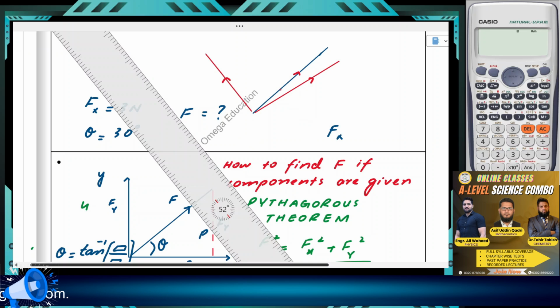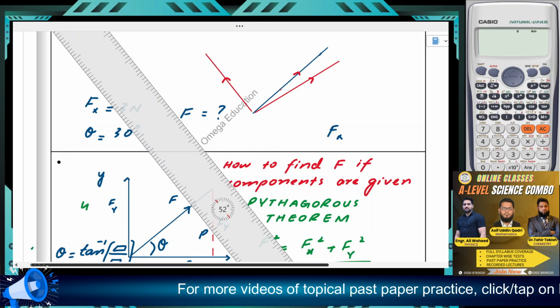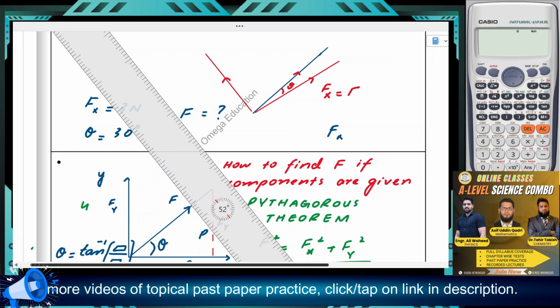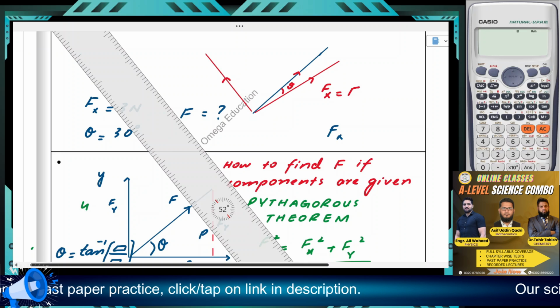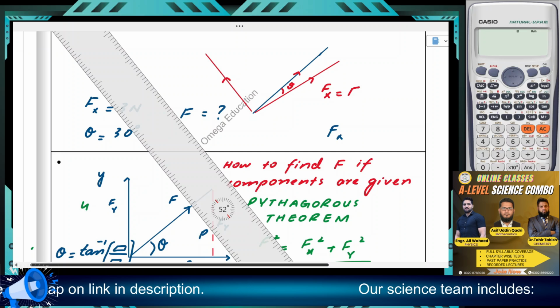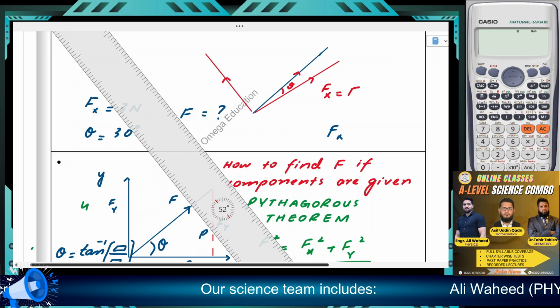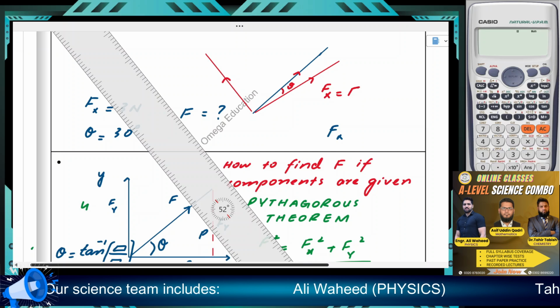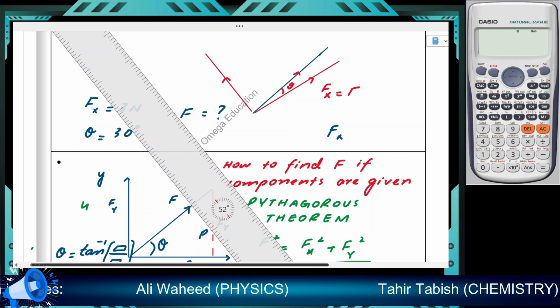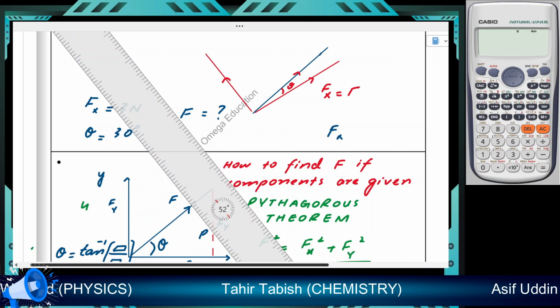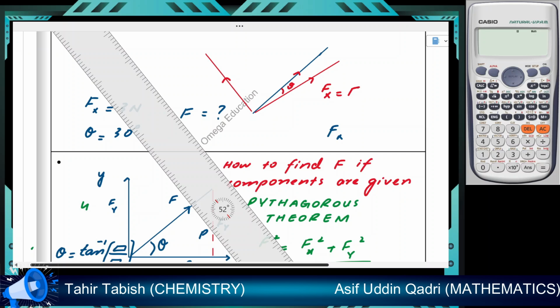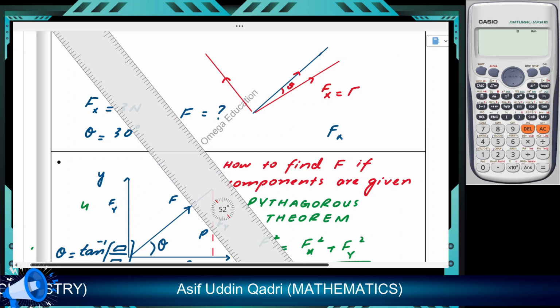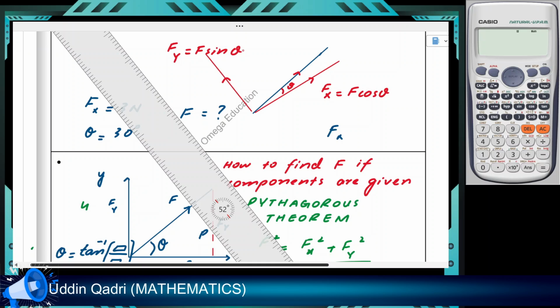So if this is the angle theta, then this one would be Fx, which equals F cos theta. And the other one, Fy, would equal F sine theta. The rule of thumb is the most important thing. The component which is directly with the angle theta equals the magnitude of the vector times cos theta. The one that is touching the vector. Sorry, the one that is touching the angle.